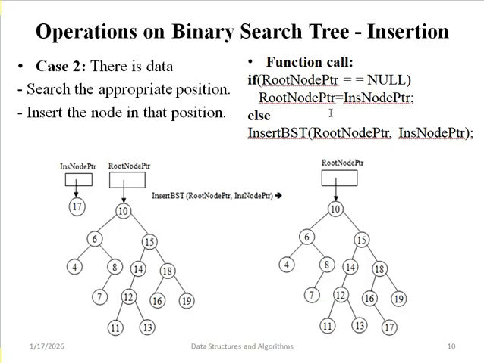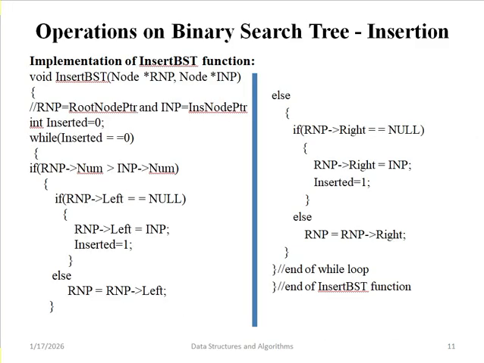This is simply made by calling the function insert binary search tree, which we can implement like this. It takes the node to be inserted and the root node of the tree as parameters: the root node of the tree, and the new node to be inserted into the tree.